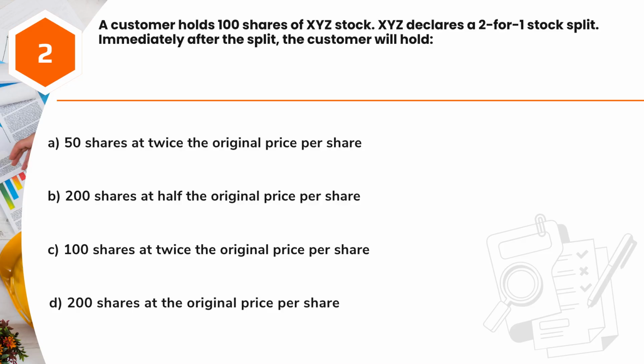Question 2. A customer holds 100 shares of XYZ stock. XYZ declares a 2-for-1 stock split. Immediately after the split, the customer will hold A. 50 shares at twice the original price per share. B. 200 shares at half the original price per share. C. 100 shares at twice the original price per share. D. 200 shares at the original price per share.